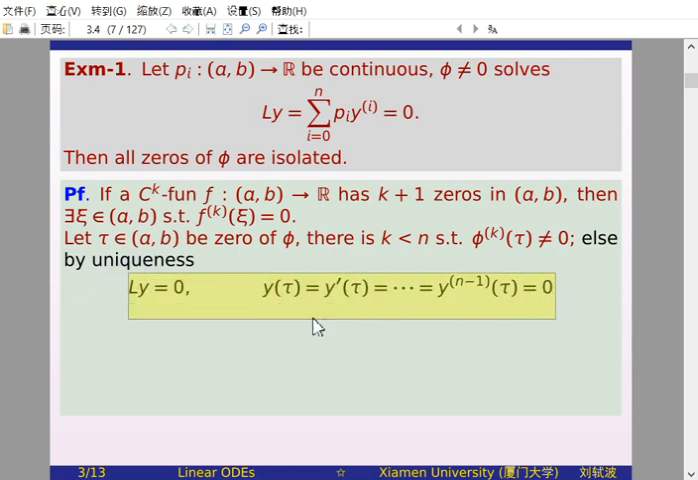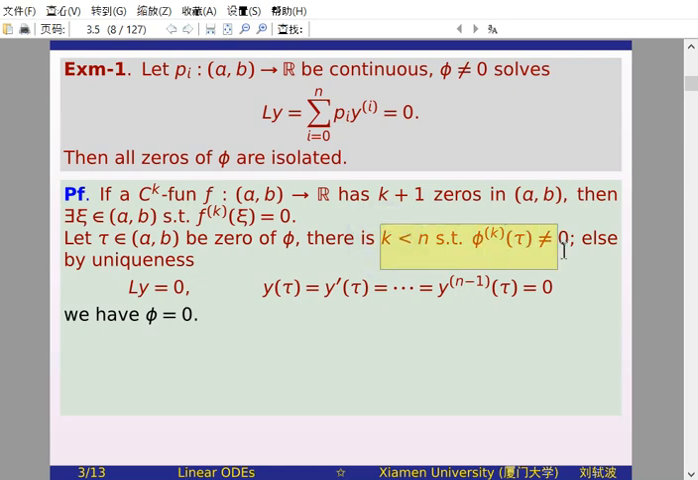Then obviously the constant function y equal to 0 is also a solution of this initial value problem. So by the uniqueness, we conclude that phi is identically zero. This contradicts the assumption that phi is a non-zero solution of our homogeneous equation Ly equal to 0. So this proves our claim that there is some k, so that phi^(k)(tau), the k-th order derivative of phi at tau, is not 0.